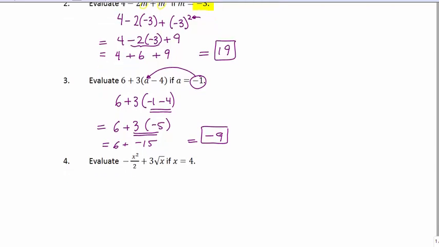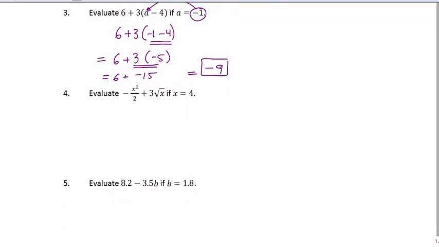All right, 2 more examples. Number 4 has negative x squared over 2 plus 3 times the square root of x if x is 4. So this 4 is going to go right here in the base as well as underneath the square root. So I have negative 4 squared over 2 plus 3 times the square root of 4. Again, order of operations is key.